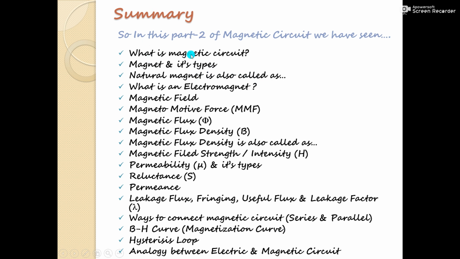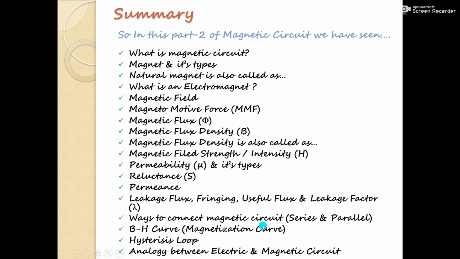We started with magnetic circuit, magnet and its types, natural magnet, what is an electromagnet, magnetic field, magnetomotive force, magnetic flux density. Magnetic flux density is also known as magnetic field strength and intensity. Then permeability and its types, reluctance, permeance, leakage flux, fringing, useful flux, leakage factor.